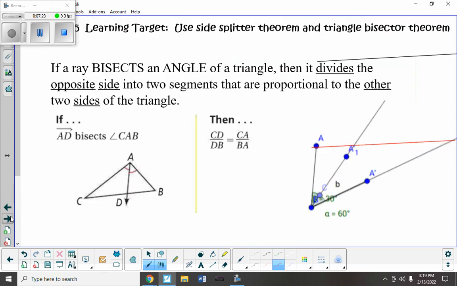Last one. If a ray bisects an angle of a triangle, then it divides the opposite sides into two segments that are proportional to the other two sides of the triangle. So here's the deal. AD is bisecting angle CAB. So I know that because these little angles are congruent. So that means it's right down the middle, bisecting. Well, if that's the case, then CD is to DB, as CA is to BA. So it's the bottom to the bottom equals the top to the top, or I should say the side to the side.